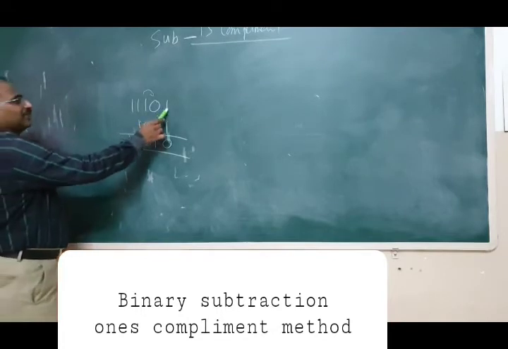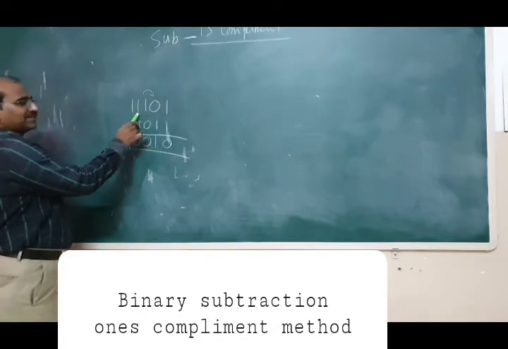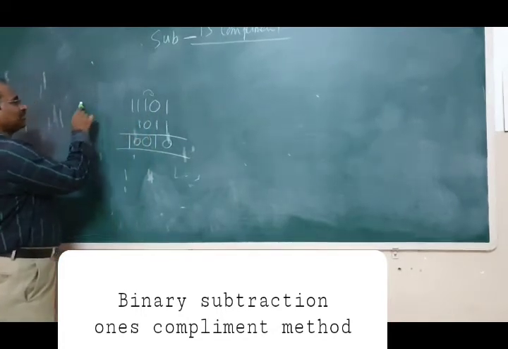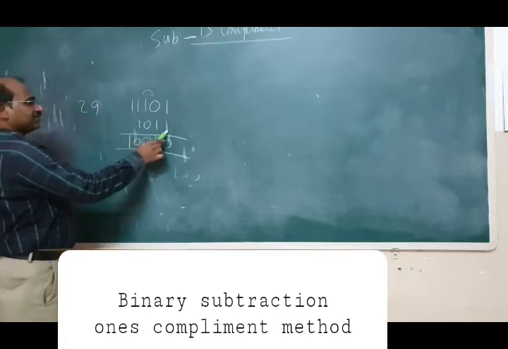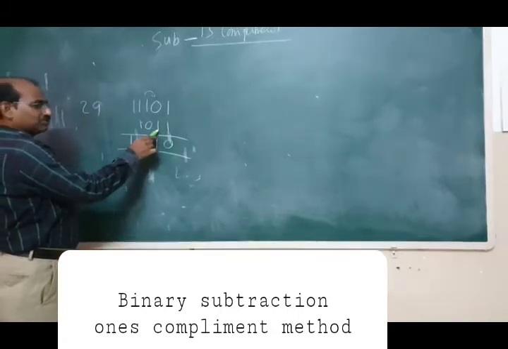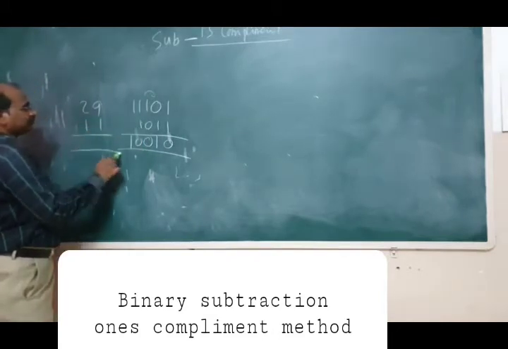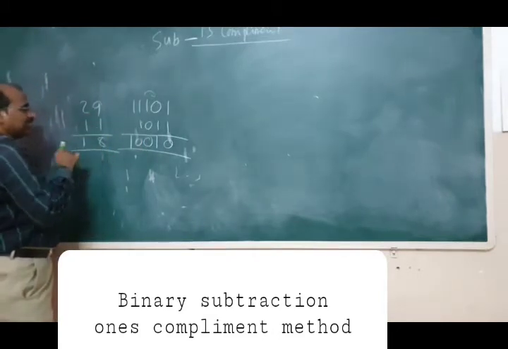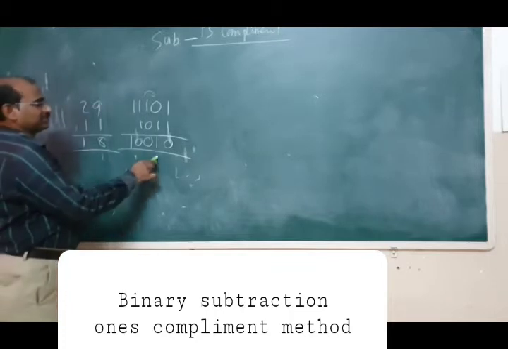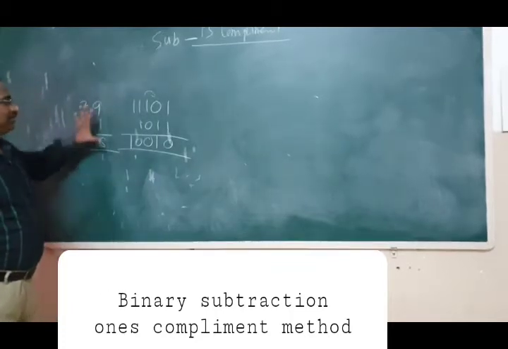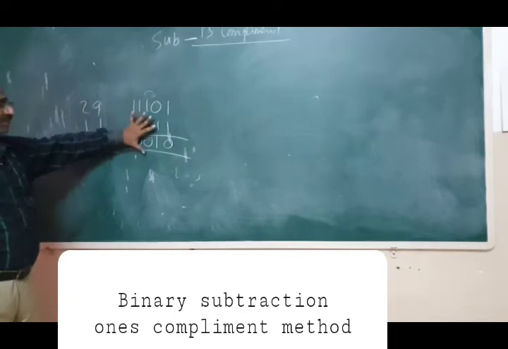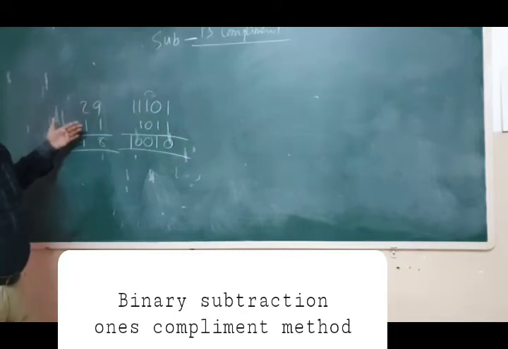What is this one? 1 plus 4 is 5, 5 plus 8 is 13, 13 plus 16 is 29. Now this is 1, 1 plus 2 is 3, 3 plus 8 is 11. So the answer is 18. 16 plus 2 is 18. So this is correct. We have verified with the equivalent decimal number also.